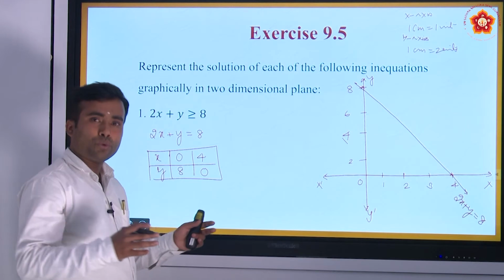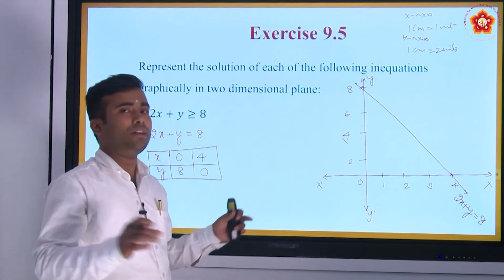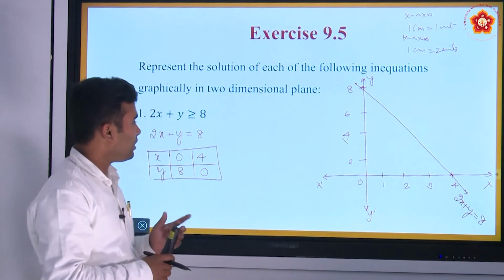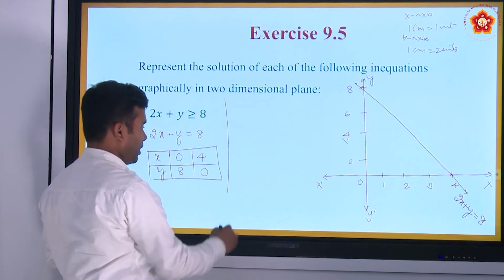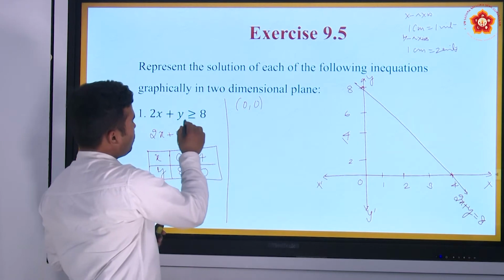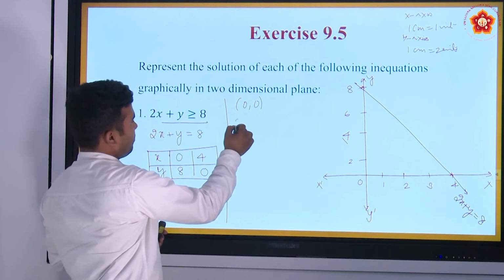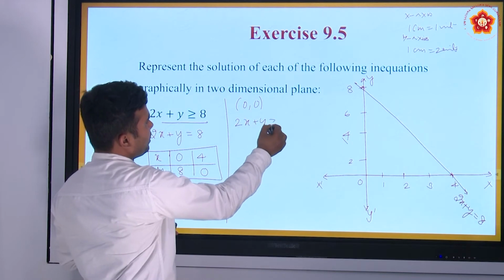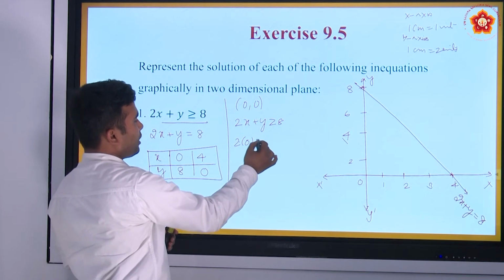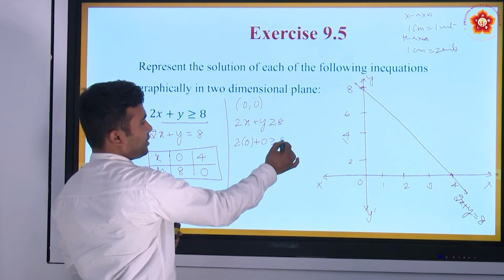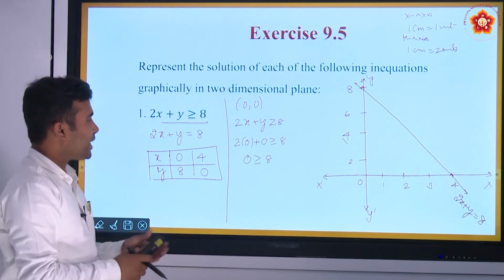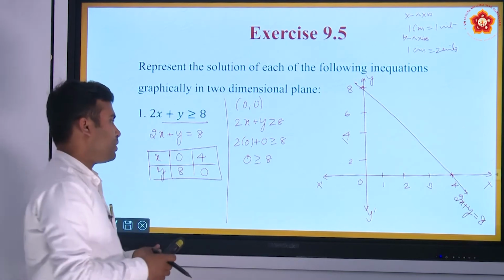Generally, you take any arbitrary point and you can say the solution lies in one of the half planes. Okay, so here preferably I am going to take x equal to 0 and y equal to 0, that is the origin. I am going to put it in this inequality, that is 2x plus y which is greater than or equal to 8. If I put x equal to 0 here, it becomes 2 times 0 plus 0 which is greater than or equal to 8. And what is this, 0 which is greater than or equal to 8? Is it true? 0 cannot be greater than or equal to 8. Okay, so this is false.